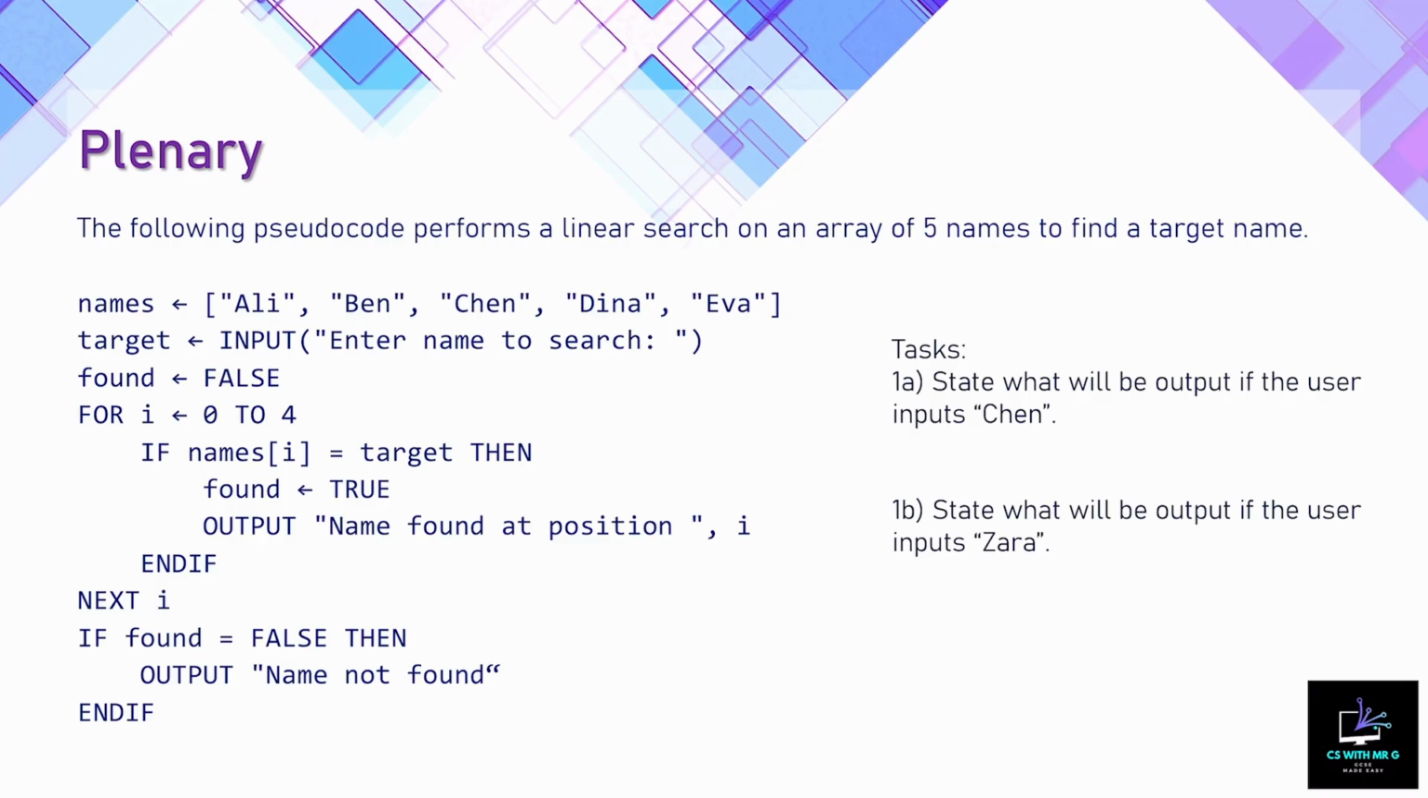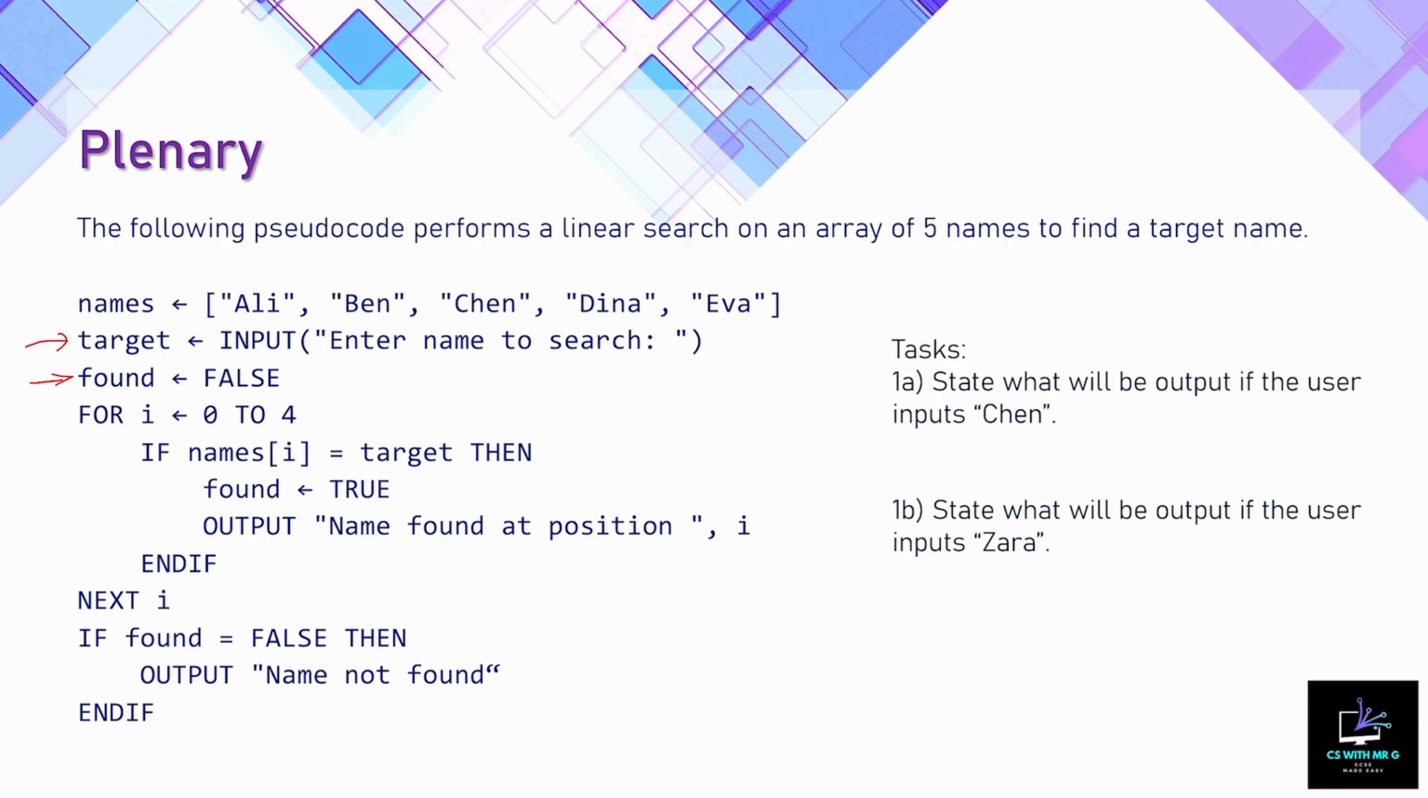I've created a variable called names, and inside we've got a list of 5 names. We've got Ali, Ben, Chen, Dina, and Eva. So these 5 names are stored in the array or the list called names. I then take an input, and I'm going to save this in the variable target here. So target is a variable that takes in the user input, and it's the name that I want to search for. I've also created a variable which is going to store a Boolean value, which means it can only be true or false. I'm going to set it to false at the very beginning, and I'll explain why shortly.